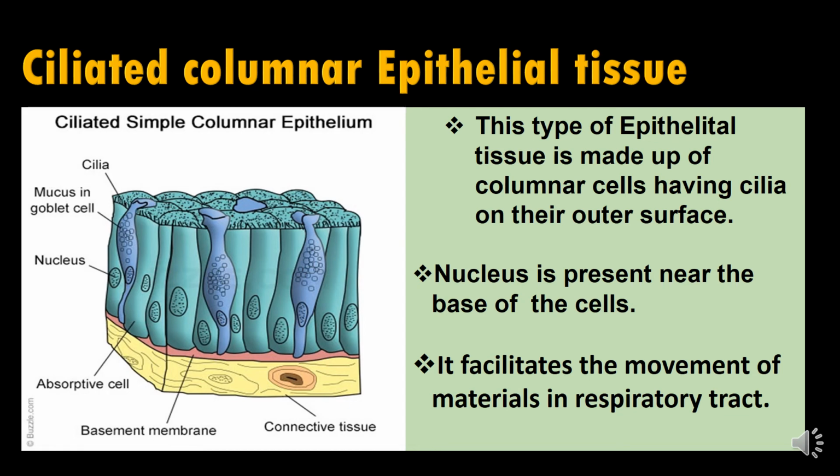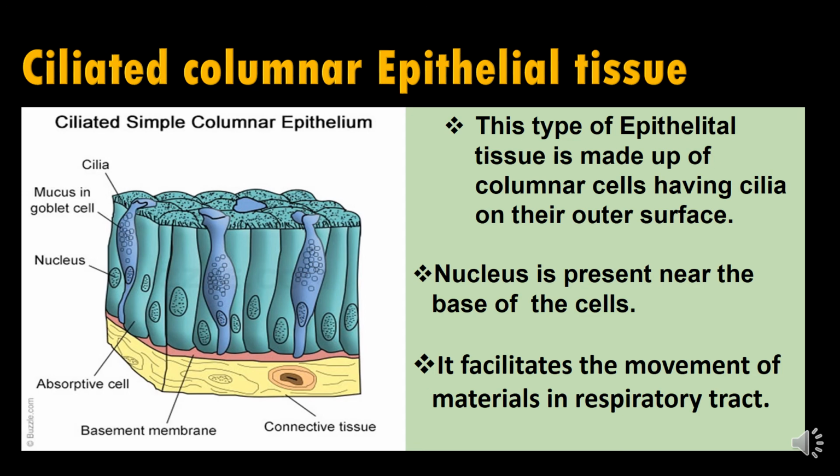Next is ciliated columnar epithelial tissue. Ciliated columnar epithelial tissue is made up of columnar cells having cilia. Cilia means small hair-like structures present on their outer surface, and these cells also have the nucleus near the base of the cells, because the cells are just columnar. The only difference is that they have hair-like structures present on their outer surface.